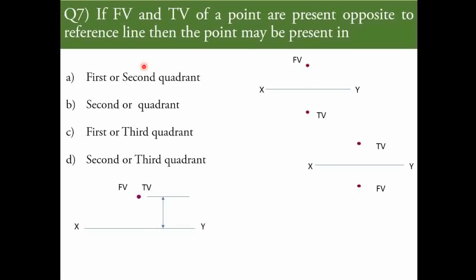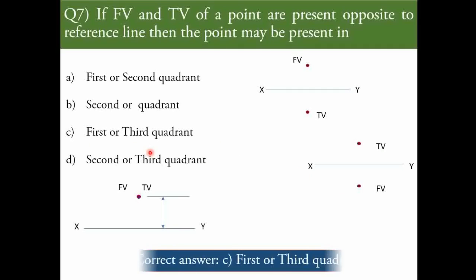But here they have mentioned the front view and top view are present opposite to the reference line. Opposite to the reference line means either it is present in the first quadrant or the third quadrant, because the second quadrant has the condition that both the views are above the reference line, and in the fourth quadrant both the views are below the XY line. So either the point is present in the first quadrant or third quadrant. The third option is correct. I hope all of you understood this.